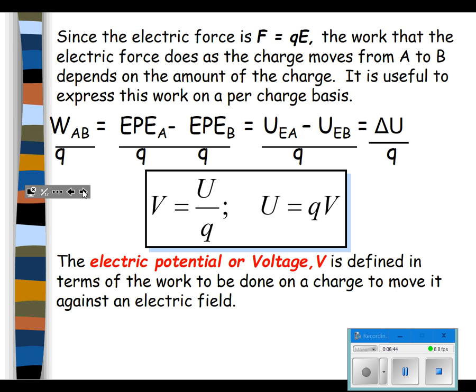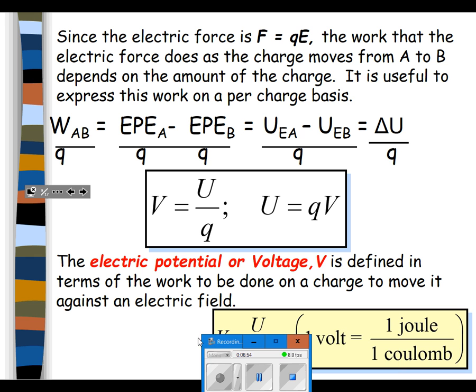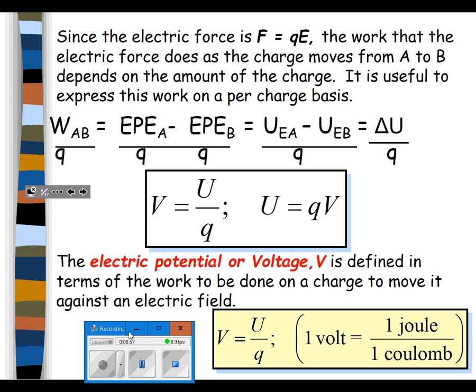So electric potential or voltage is defined in terms of the work to be done on a charge to move it against an electric field. So 1 volt is also equal to a joule per coulomb.